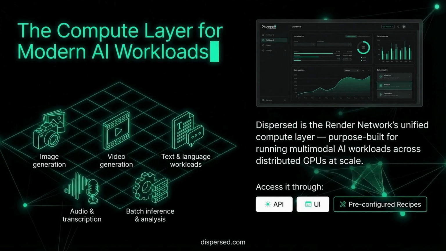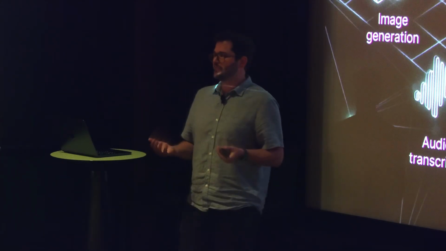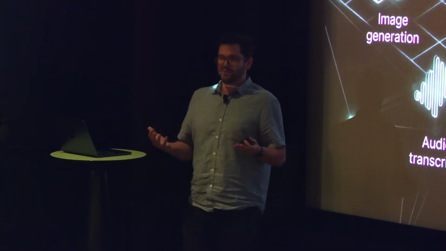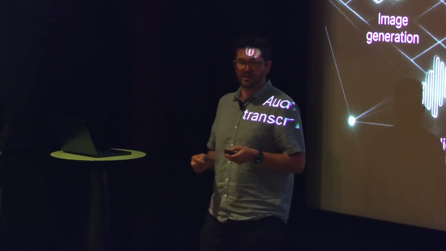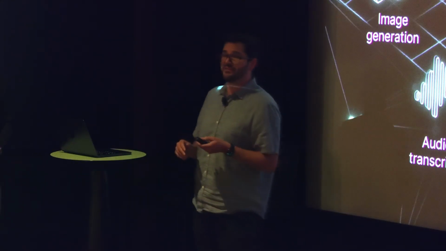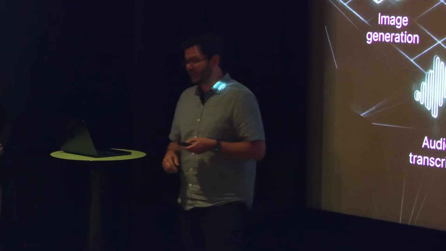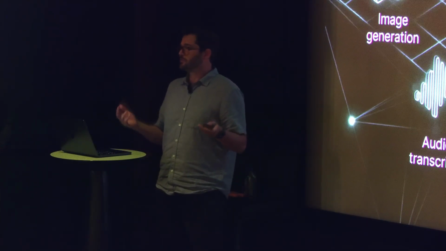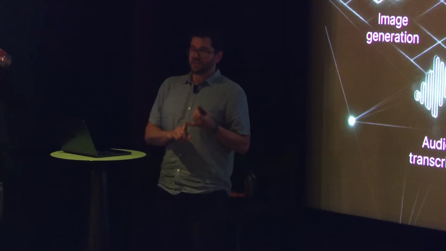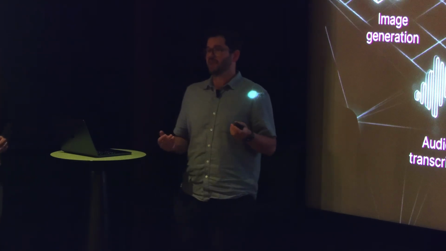So the Render Network was created and launched in 2019, and since then, tens of millions of frames have been rendered. Last year, we saw an opportunity and a desire and request to bring this same type of technology and the same type of network configuration to general compute. So last year, we created the Render Compute Network. We renamed that to Dispersed later last year. The Dispersed network is a general compute network capable of accepting and creating Docker images for any kind of AI workloads.